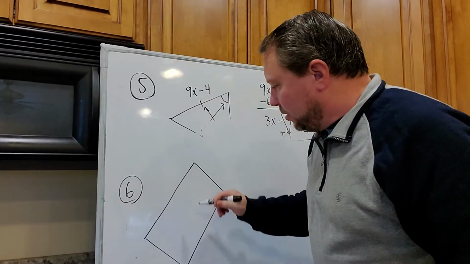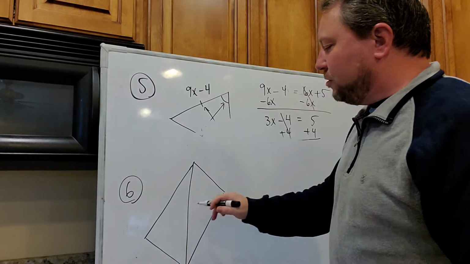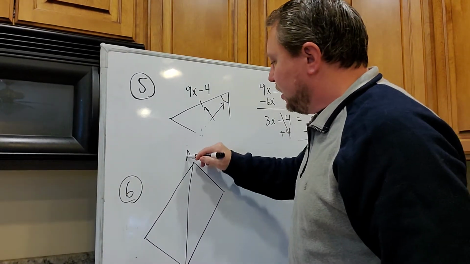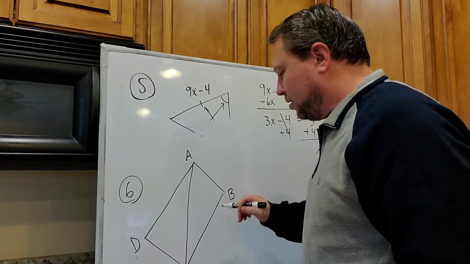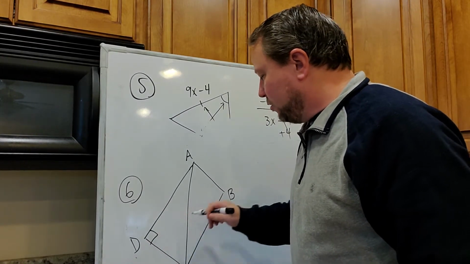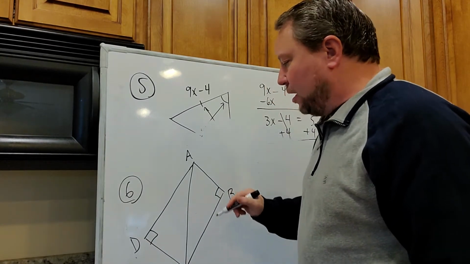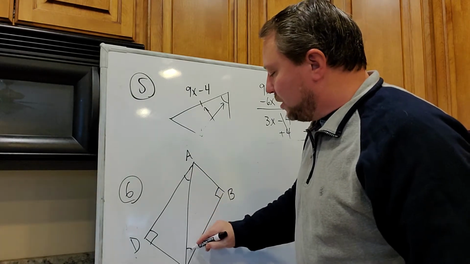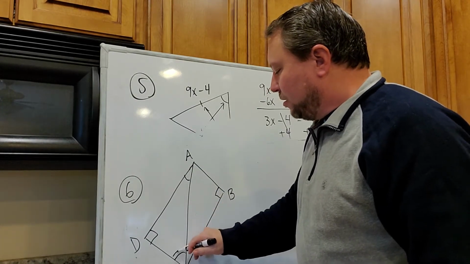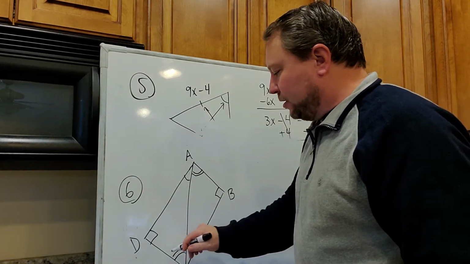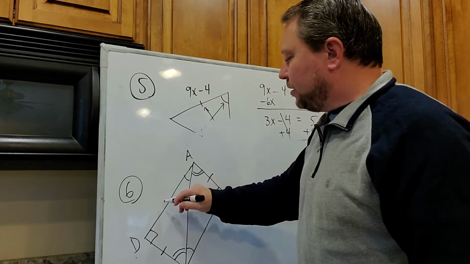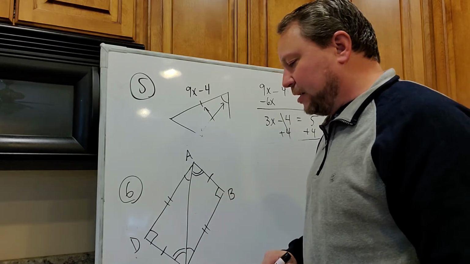Okay, and then there's a line going across here. There's my two triangles. This is labeled as A, D, C, and B. They indicate right angles here and here. They also indicate this angle matches that angle. This angle matches that angle. This side matches this side. That side matches that side.